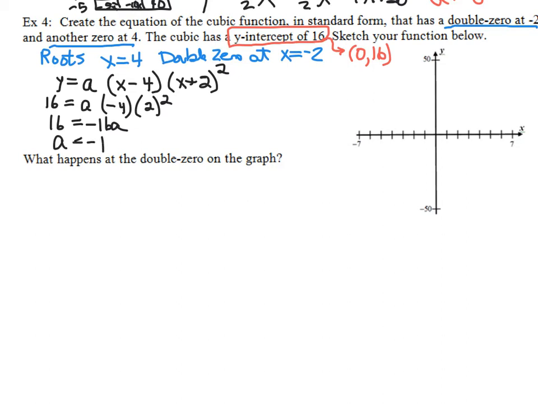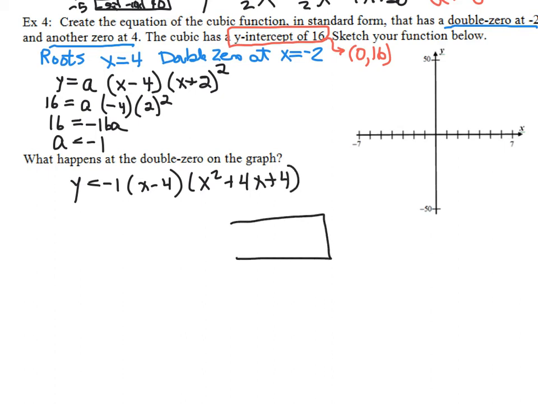Now, of course, a negative leading coefficient is going to affect our graph as well. Let's go back and put that a value into our equation. We'll answer this next question in just a minute. So y is equal to -1. I'm going to go ahead and multiply the x plus 2's together. So that's giving me x squared plus 4x plus 4.